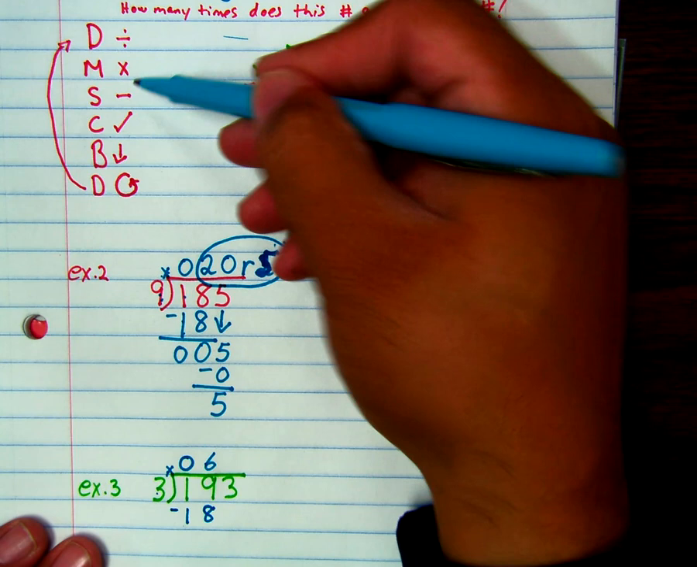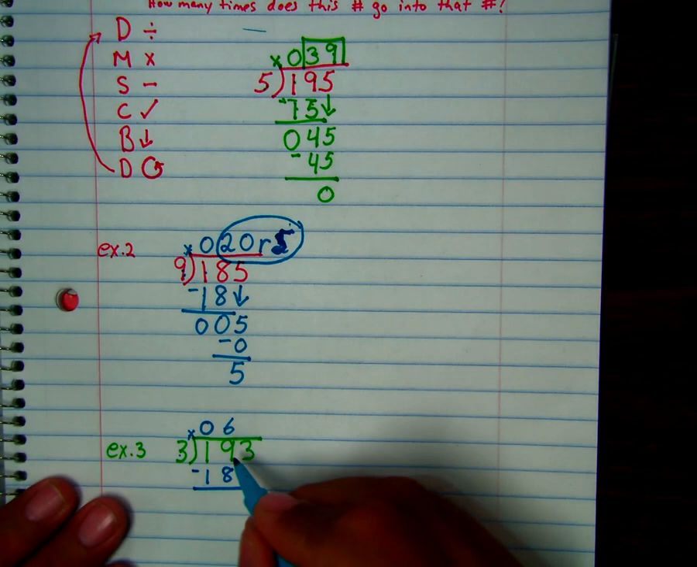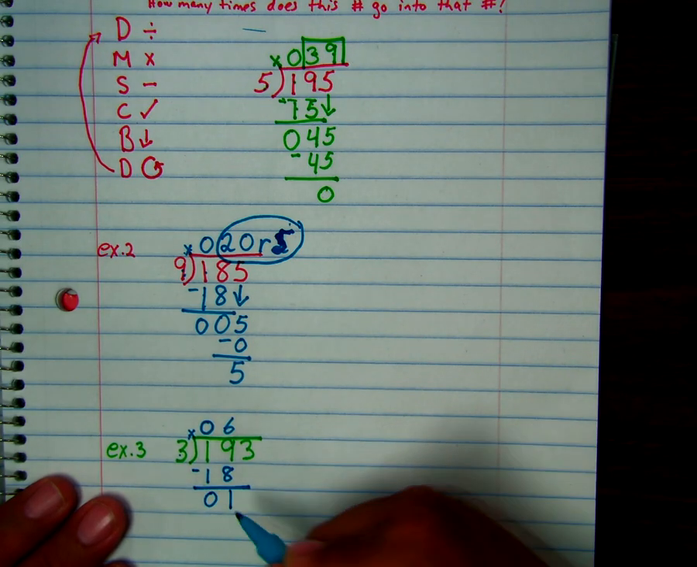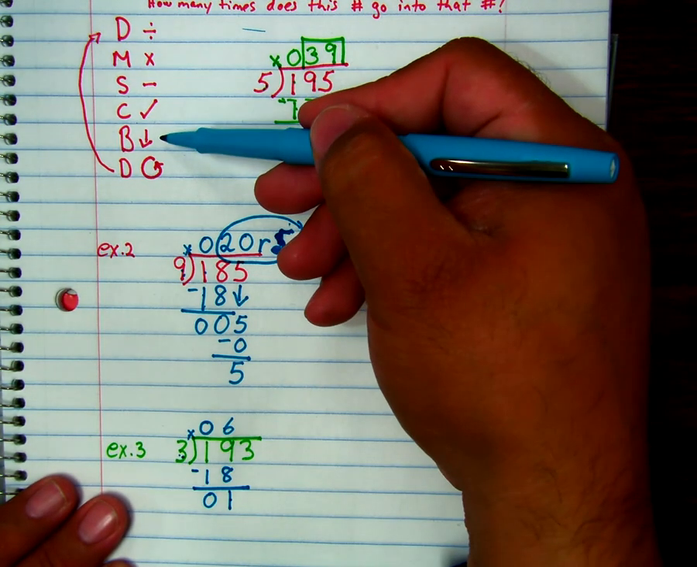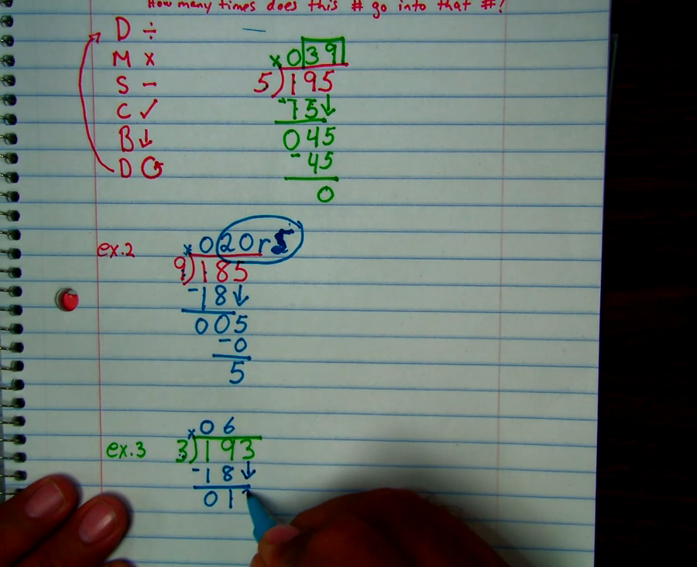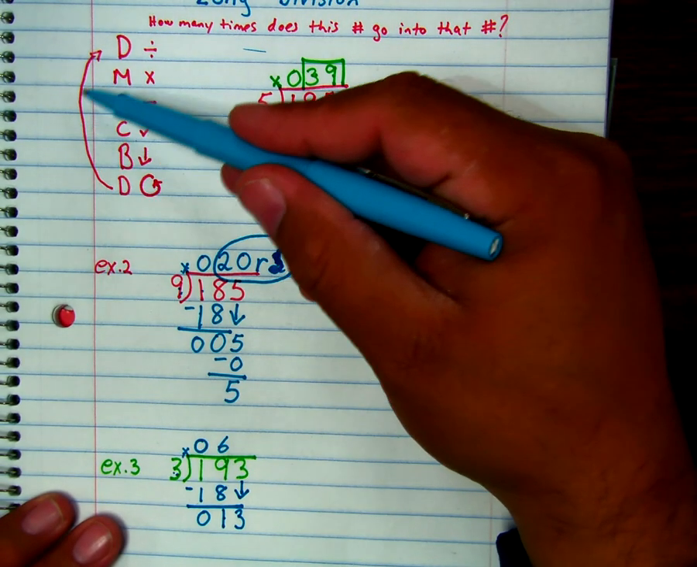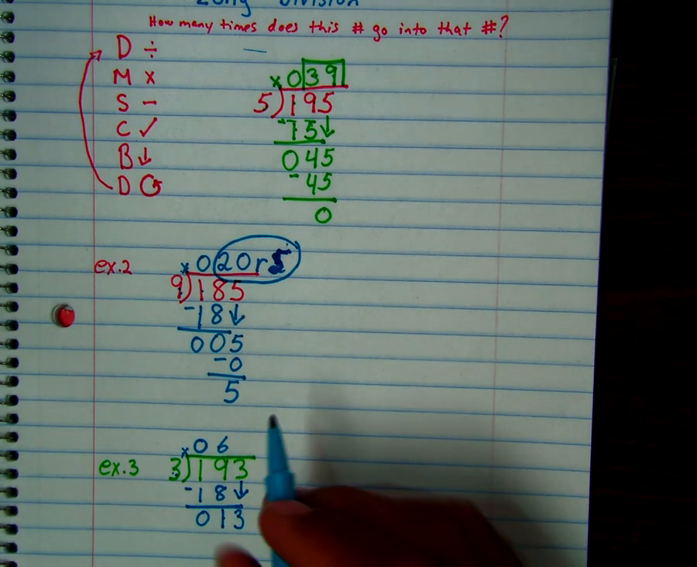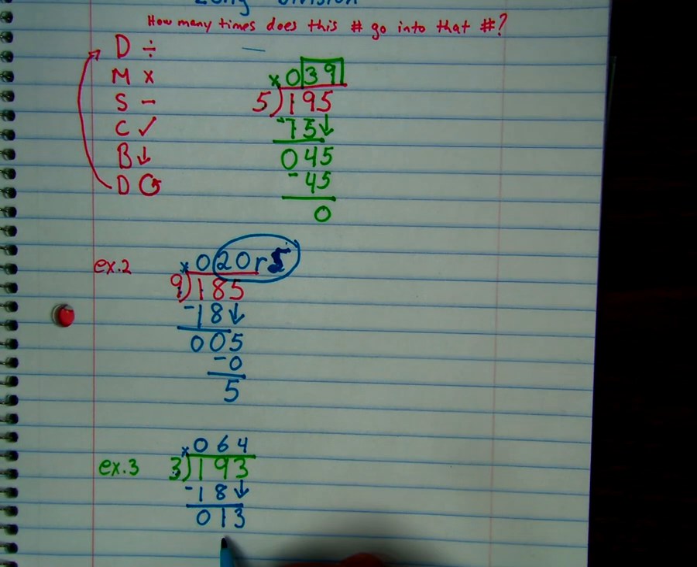Next step is to subtract. So 9 minus 8 is 1. 1 minus 1 is 0. We come over here, we check. Is 1 less than 3? Yes. The next step is to bring down. Do I have another number to bring down? Yes. So I go ahead and bring down that 3. Now I come back to D, do over. How many times does 3 go into 13? That is 4 times. 3 times 4 is 12.